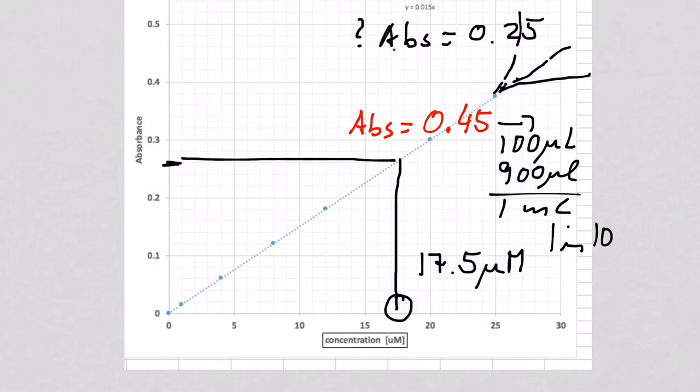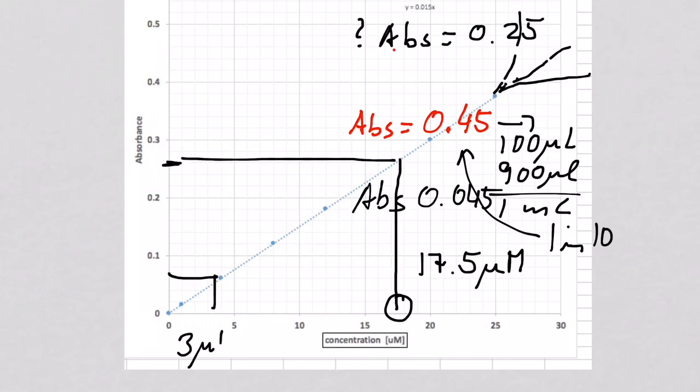What do you think will happen to the absorbance? It will be just 1/10 of the original absorbance. So in this case, we would expect an absorbance of 0.045. Yeah? But I need to remember that I've diluted it later on when I report it. So 0.045, that's probably somewhere here. Go down. And that's probably around 3 micromolar.